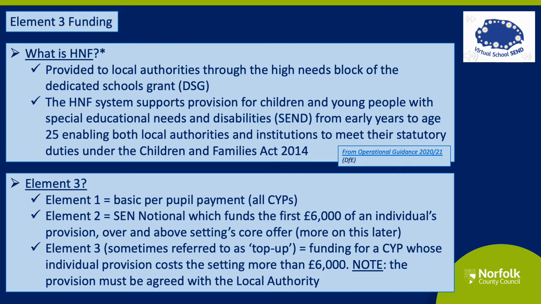Element 3 funding is funding for children and young people with high needs, that is, where their individual provision costs the setting more than £6,000 per year.